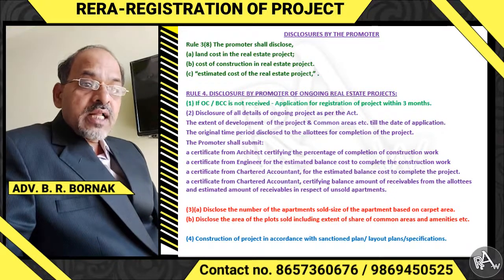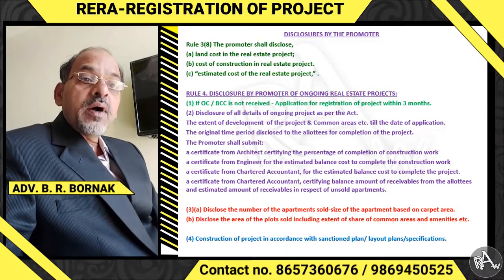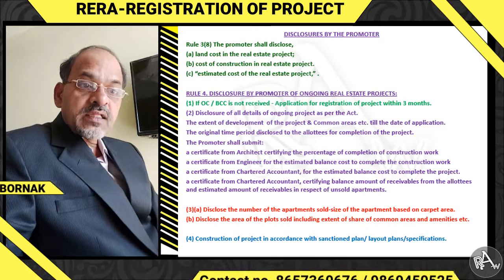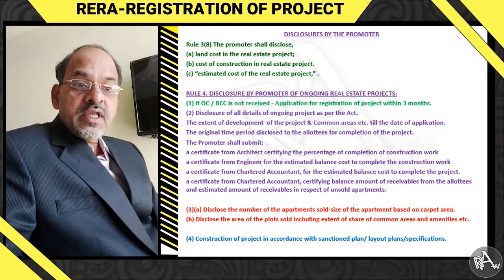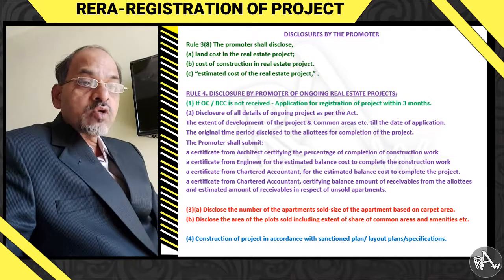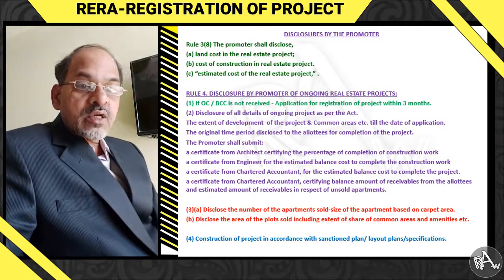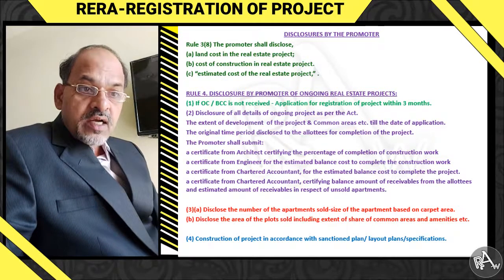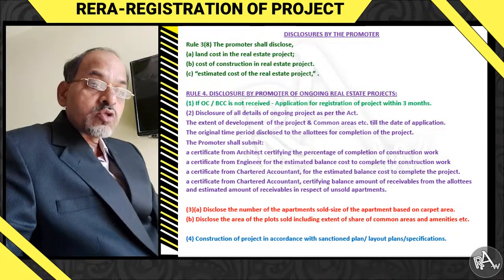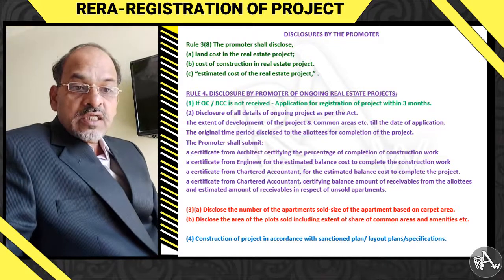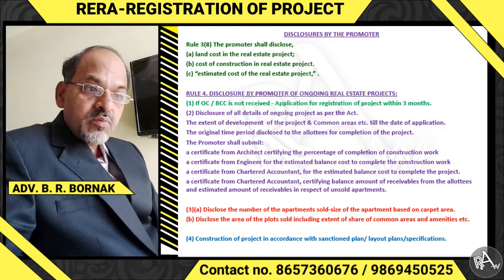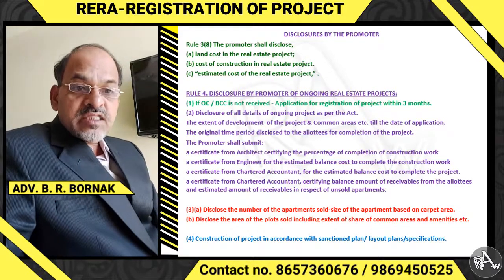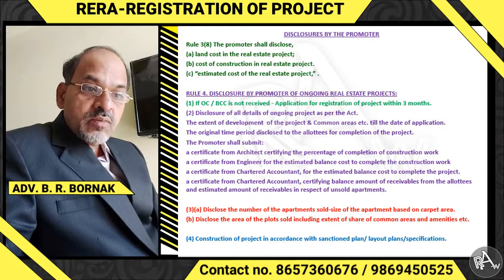The promoter shall also submit a certificate from an architect certifying the percentage of completion of construction work, a certificate from an engineer for the estimated balance cost to complete the construction work, a certificate from a chartered accountant for the estimated balance cost to complete the project, and a certificate from a chartered accountant certifying the balance amount of receivables from the allottees and the estimated amount of receivables in respect of unsold apartments.